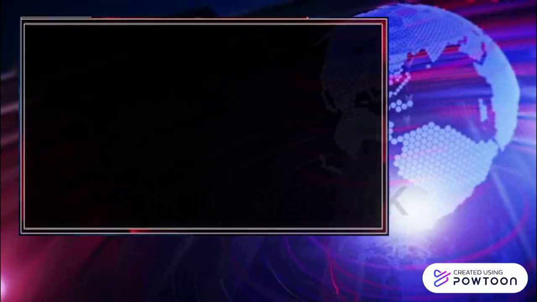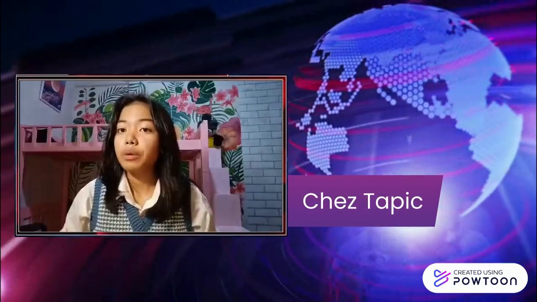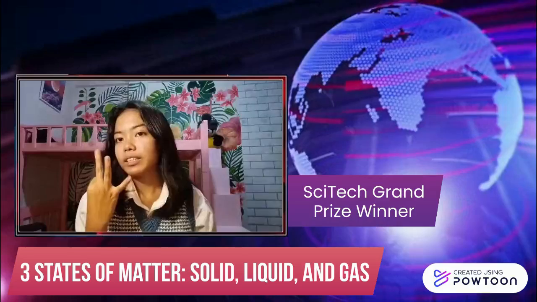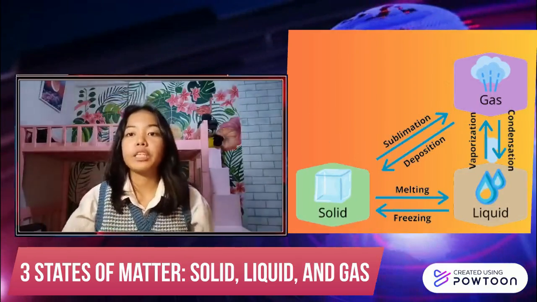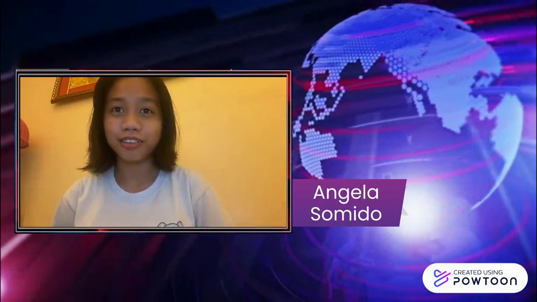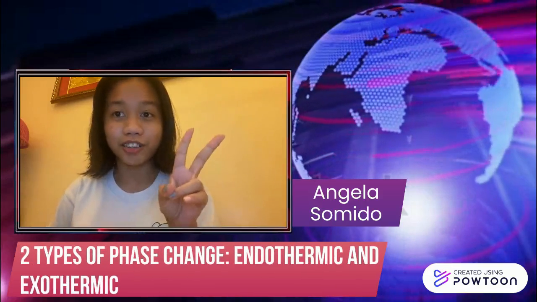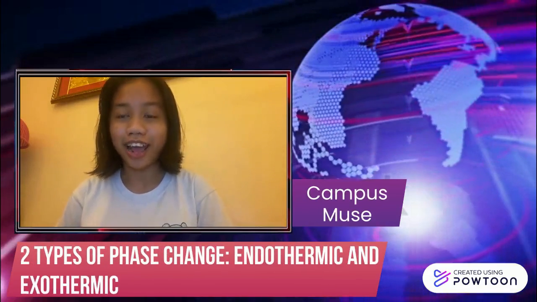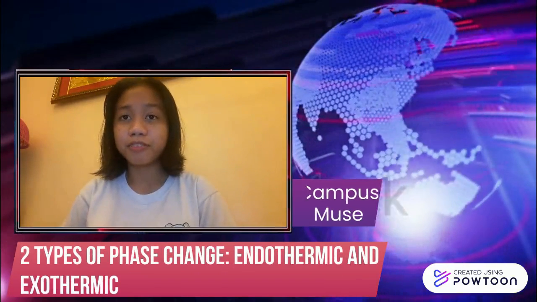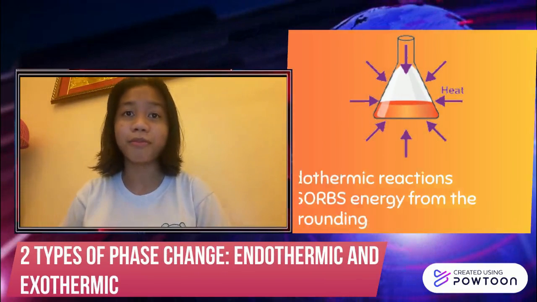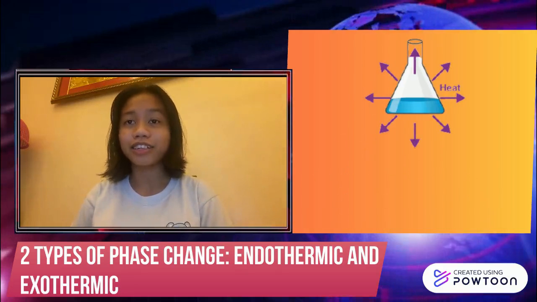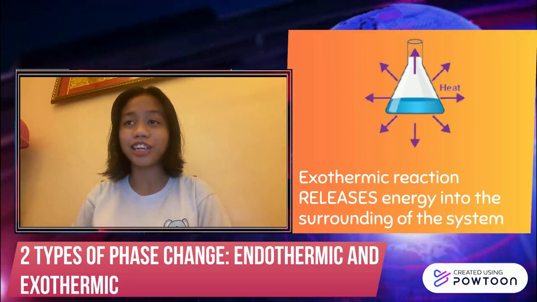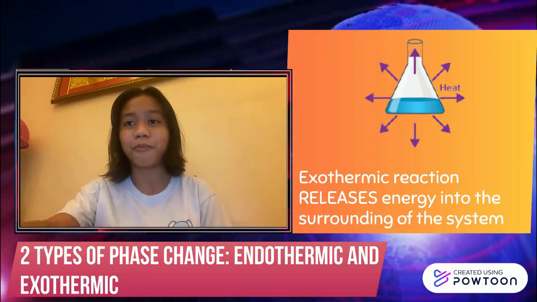Let us help you. Since elementary, we were taught of the three states of matter: solid, liquid, and gas. So phase change happens when matter changes from one state to another. So this is how phase change works. Now there are two types of phase change, which are endothermic and exothermic. In layman's terms, endothermic reactions absorb energy from the surrounding, that is in the form of heat. On the other hand, an exothermic reaction releases energy into the surrounding of the system.